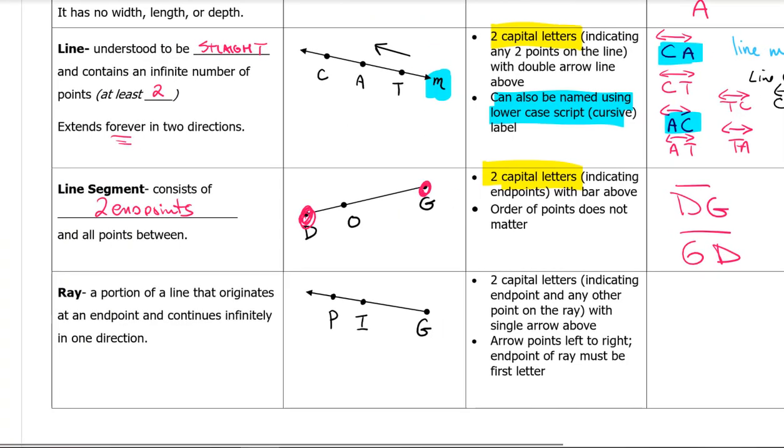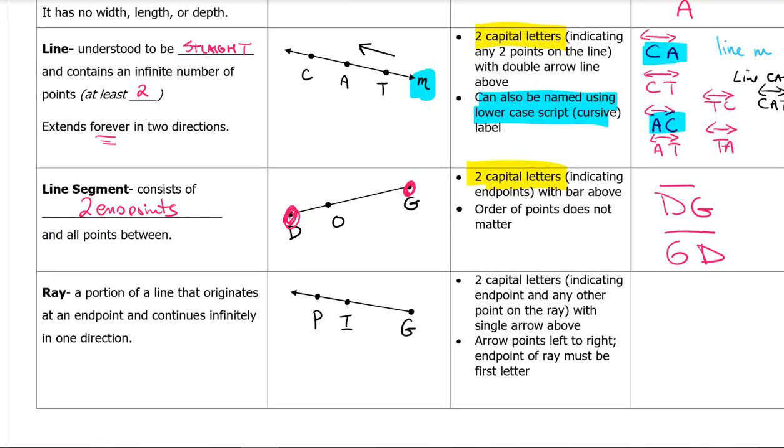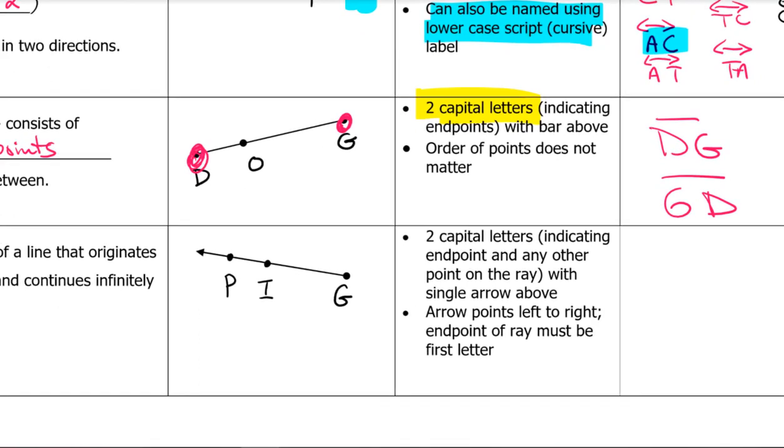Now with the figure, that's our very last one here, the ray. A ray is going to be a portion of a line. It's got an endpoint, but it goes only in one direction. Like a line goes in both directions forever and ever. A line segment is contained, but a ray starts at a spot but then goes on forever. So we're going to use two capital letters here, and the very first letter is going to have to be what's called the endpoint. So I'm going to put a little highlighter here on the endpoint. So the endpoint is going to be G.